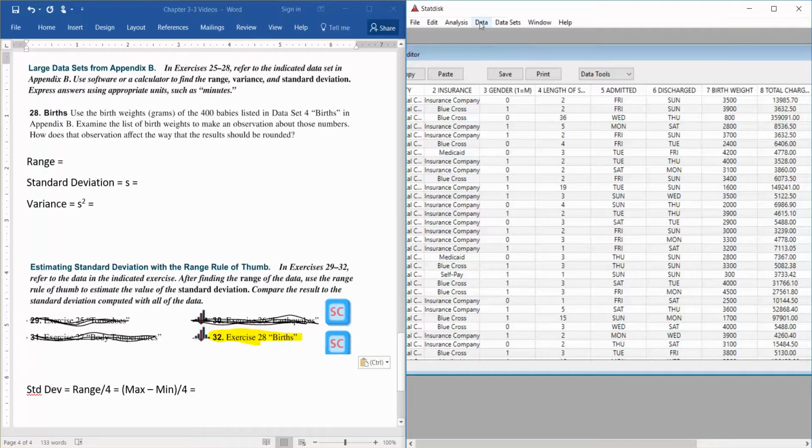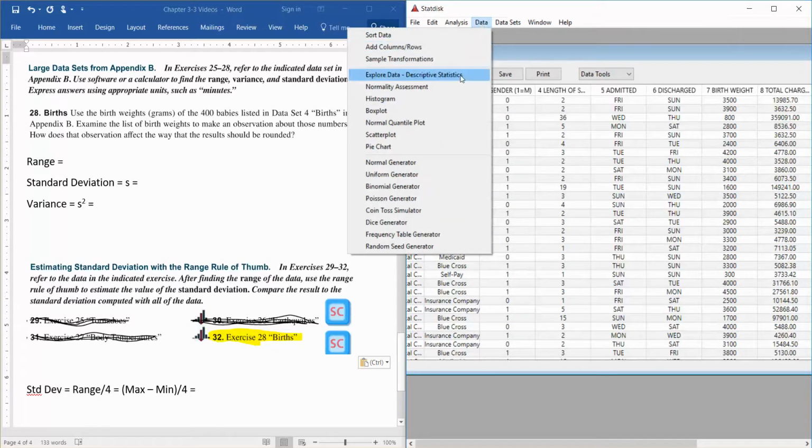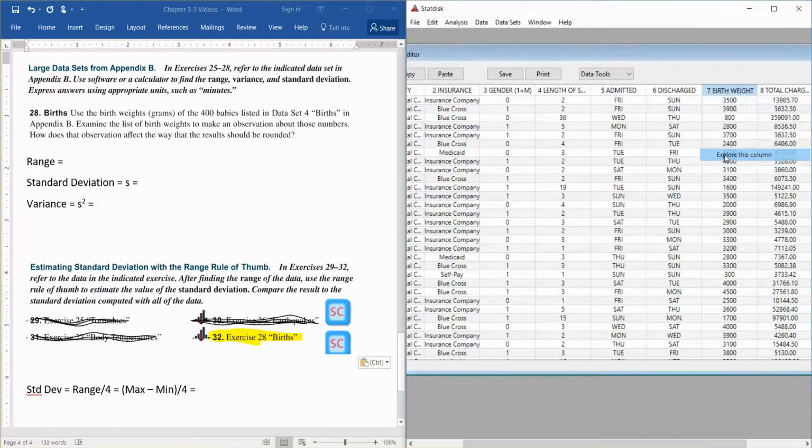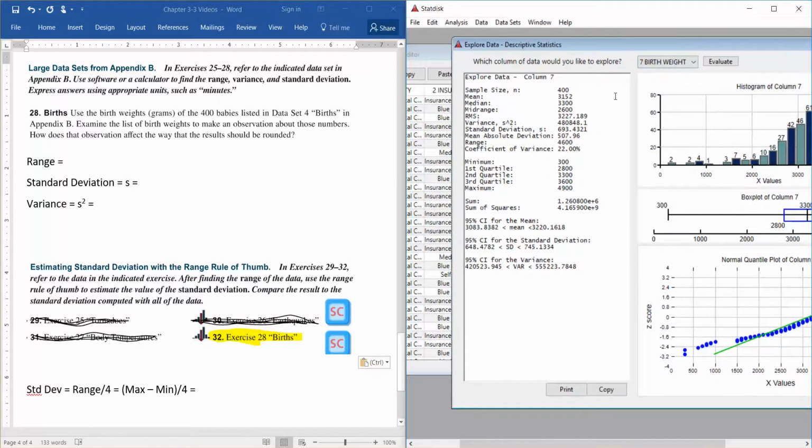We can get to that two ways. We can go under Data, Explore Data, Descriptive Statistics, or we can just right-click on the column and go explore this column. And right in the section right there is all of our measures of variation.